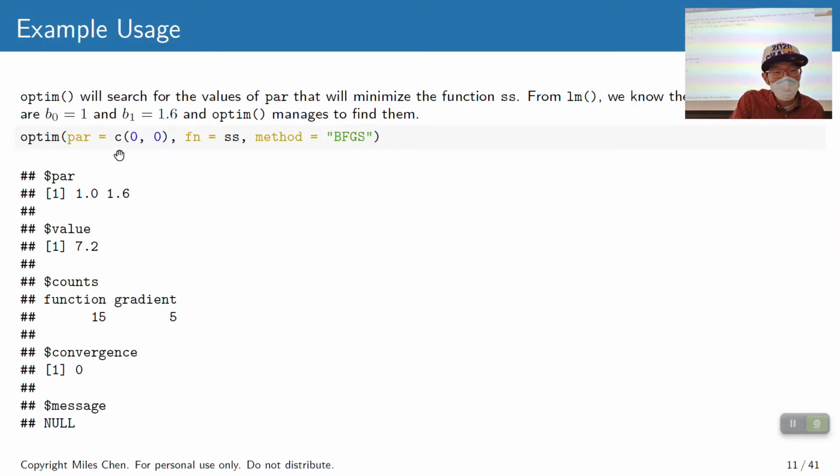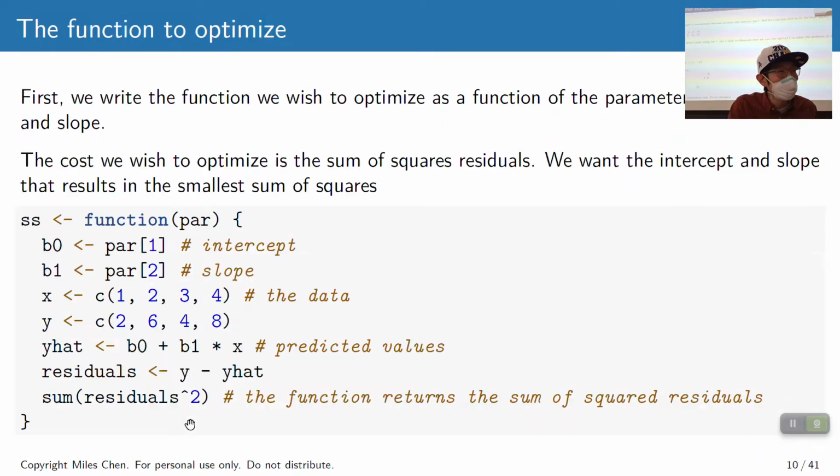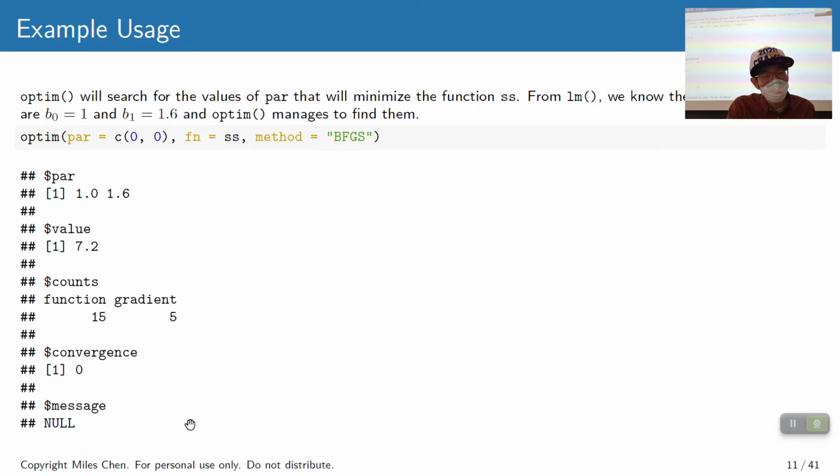And so I call optim, and I'm going to start off at an intercept of 0 and a slope of 0. And we say minimize the sum of squared function, and it says, oh yeah, intercept is 1 and slope is 1.6. These are the two values you're going to use. And so it has succeeded. We got the same match between what LM returns, which is good. Indeed, that is the value of the intercept and slope that will minimize the sum of squared residuals.